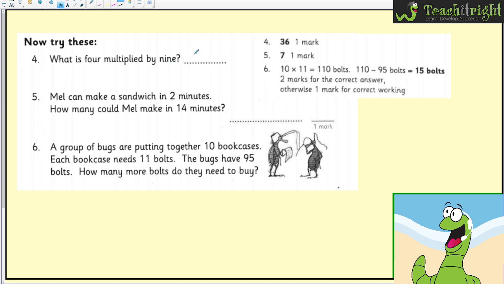4 multiplied by 9 is 36. Mel can make a sandwich in 2 minutes. So in 14 minutes, she can make 7 sandwiches, because she needs to do 14 divided by 2 to work out the amount of sandwiches made.